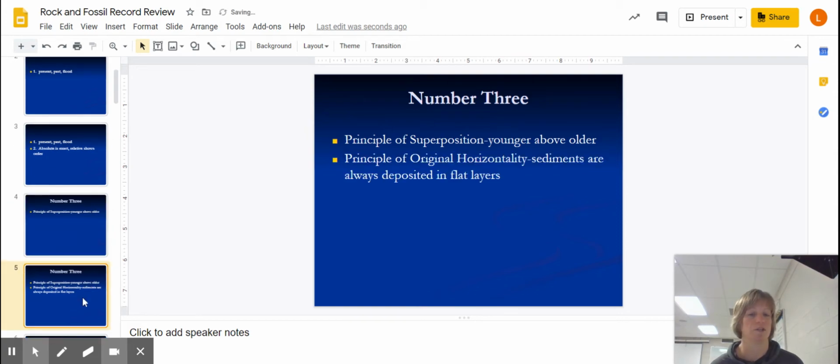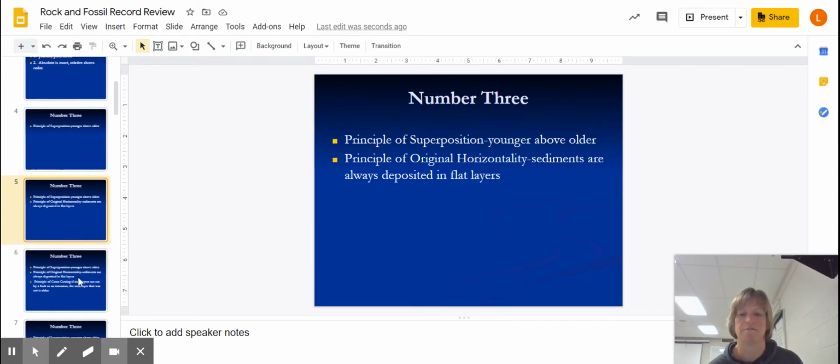On the next question, original horizontality, that principle says that the sediments are always deposited in flat horizontal layers in the first place. And so when we see a layer that is tilted or folded, you know that the force that made the tilt or the fold happened later, that they were originally laid down flat.